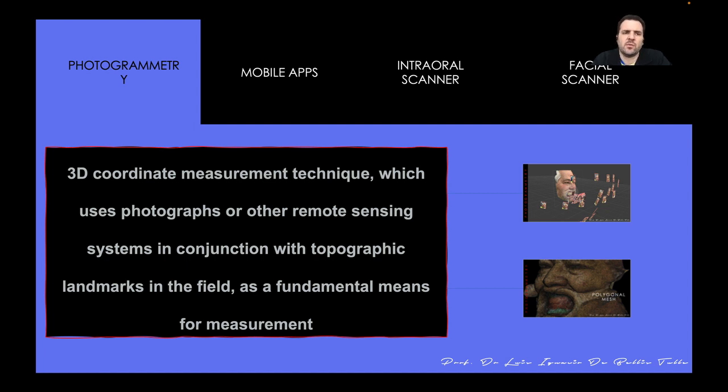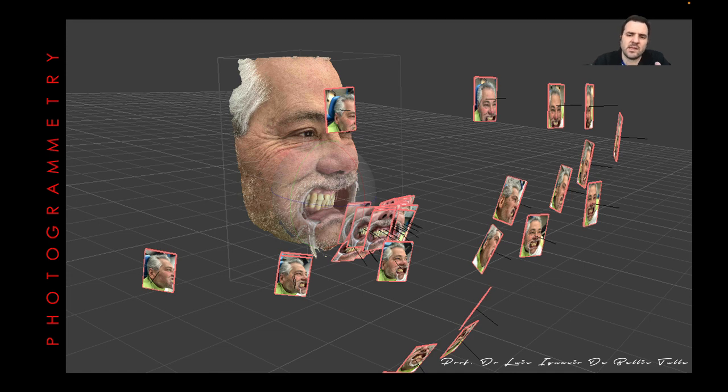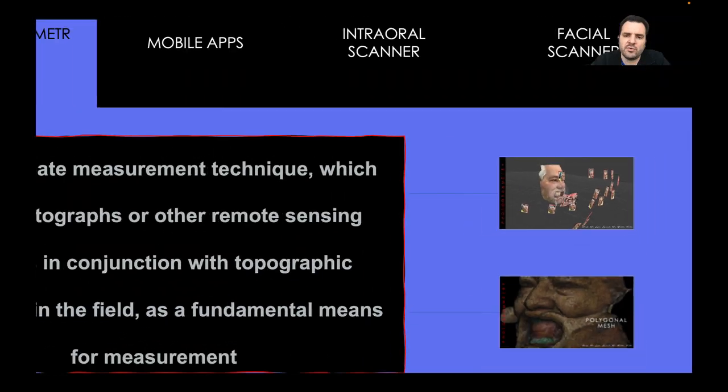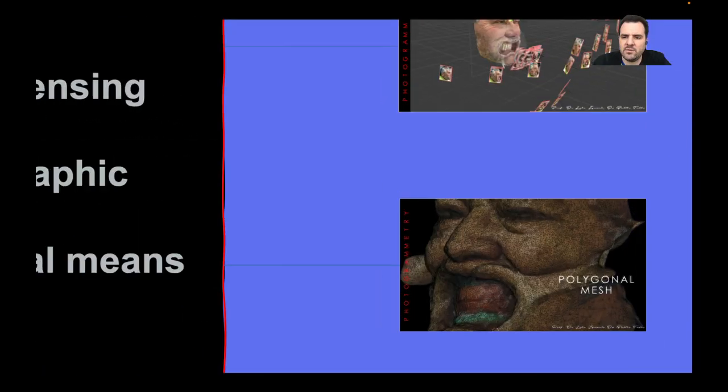If we want to digitize our patients, as I told you, we can do it with photogrammetry, we can do it with mobile apps, intraoral scanners, and facial scanners. We all have, for example, a cell phone, and we can take pictures from different sites, and then with some software we can match those pictures, and they are going to generate us a 3D mesh of that patient. That's photogrammetry.